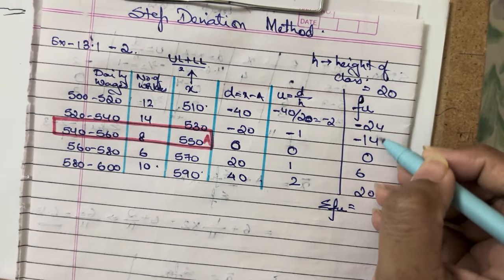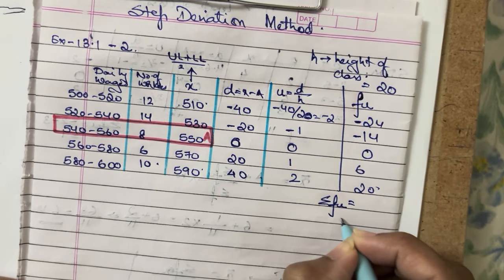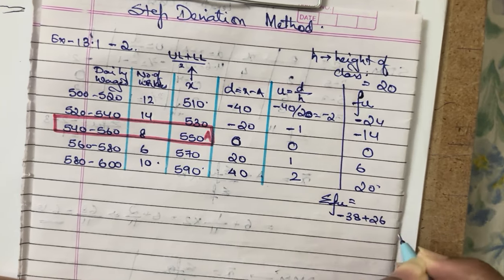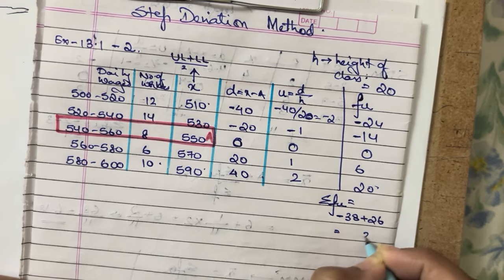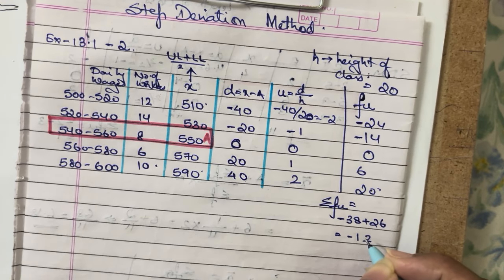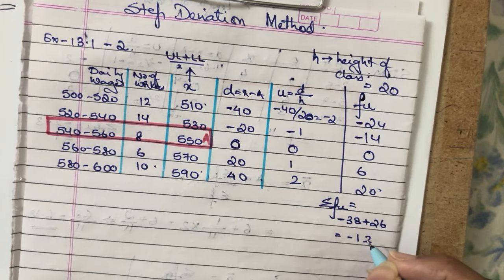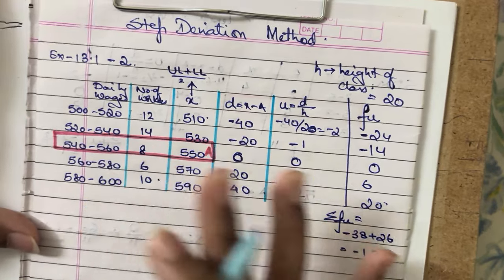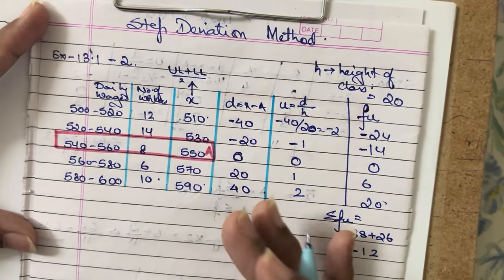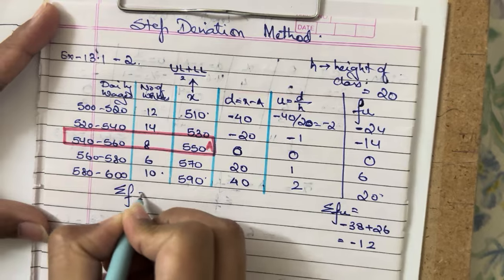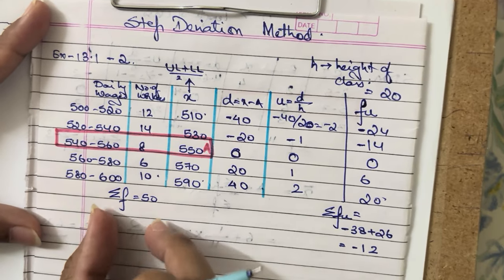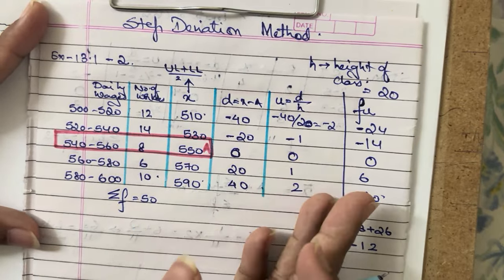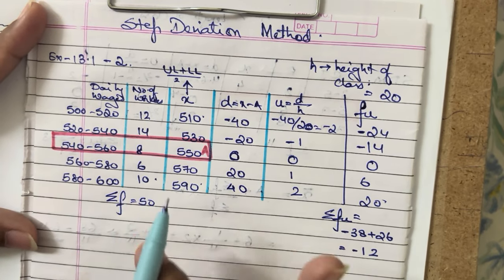So here when I do the addition, it becomes minus 38 and positive 26 is what I have here. So that turns out to be minus 12 is the value that I get here. So sigma FU is minus 12, and they have said that they are carrying out this survey on 50 workers. So sigma f is 50 already. I don't need to do it. Most of the time the sigma f value will be given. They'll say 50 houses, 30, 20 people, or maybe 10 students. So the sigma f value will be given to you.